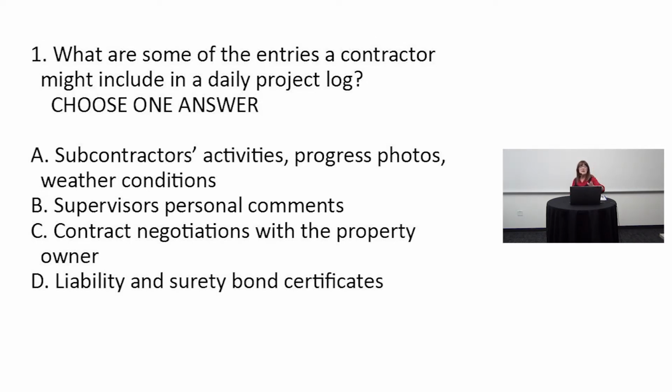A, subcontractors' activities, progress photos, and weather conditions. B, supervisor's personal comments. C, contract negotiations with the property owner. D, liability and surety bond certificates. Choose an answer.